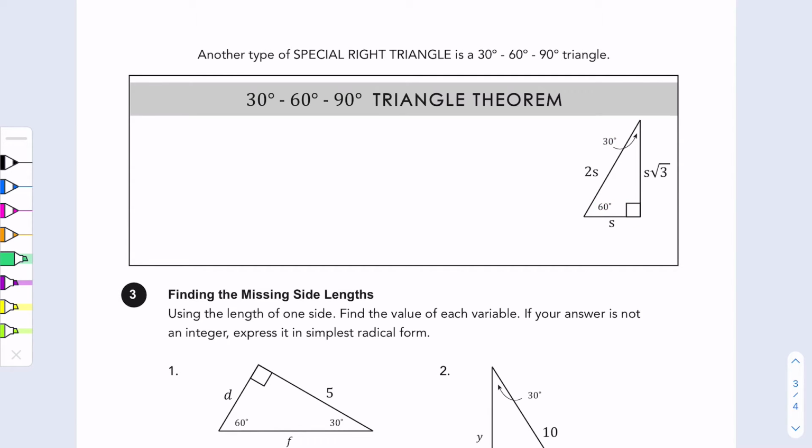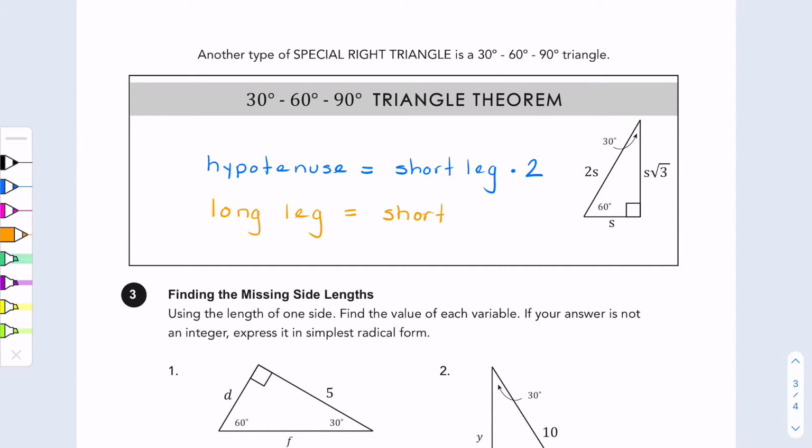So within a 30-60-90, there are two formulas that you need to know. The first formula is going to tell you that the hypotenuse is going to be equal to the short leg, and I'll explain the length in a second, times the value of 2. The second formula tells you that the long leg is going to be equal to the short leg times the square root of 3.